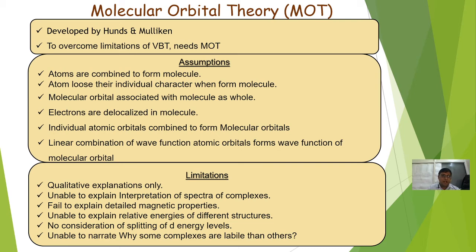The second assumption is that atoms lose their individual character when they form a molecule. So the molecular orbital is associated with the molecule as a whole. The molecular orbitals formed by the combination of atomic orbitals are totally associated with the molecule as a whole. According to molecular orbital theory, when molecules form, electrons are delocalized. Please note this, electrons are delocalized in the molecule.